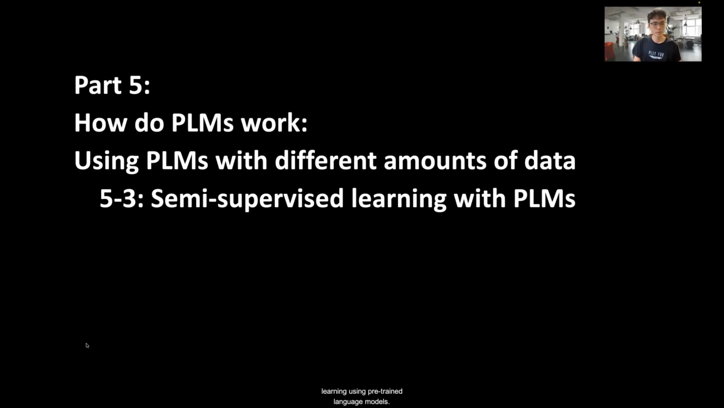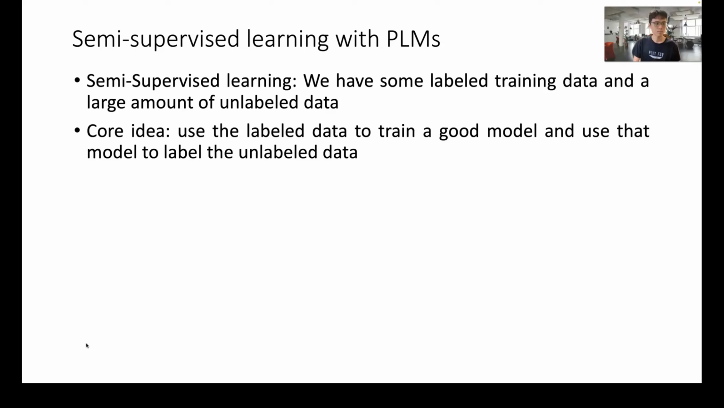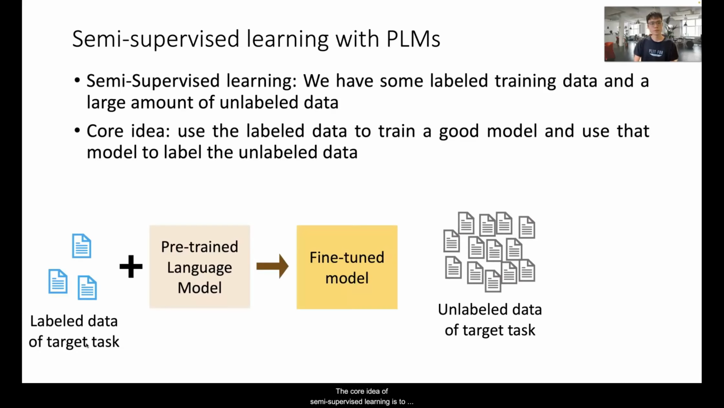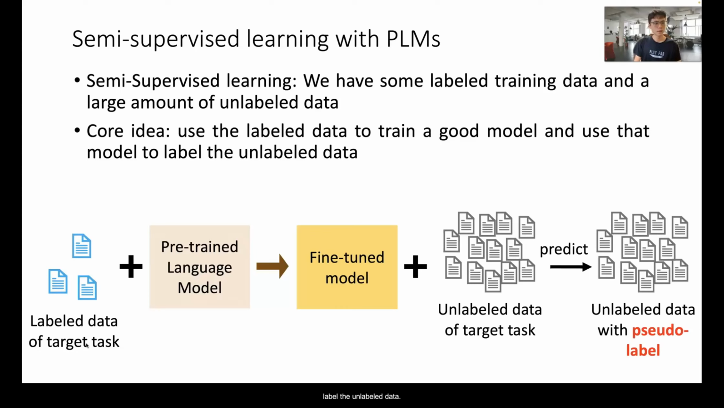Next, we move to semi-supervised learning using pre-trained language models. In semi-supervised learning, we have both the labeled dataset and the unlabeled dataset for the target task. The labeled dataset is often not a lot. The core idea of semi-supervised learning is to first use the labeled dataset to train a decent model, and then use the model to label the unlabeled data. The labels predicted by the model are called pseudo-labels. Next, we use the unlabeled dataset and their pseudo-labels to fine-tune another model.